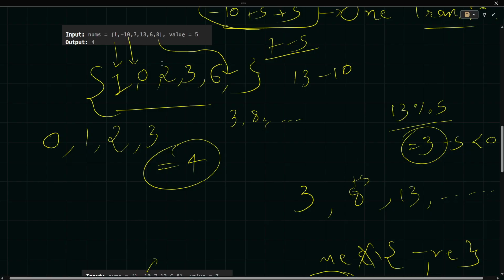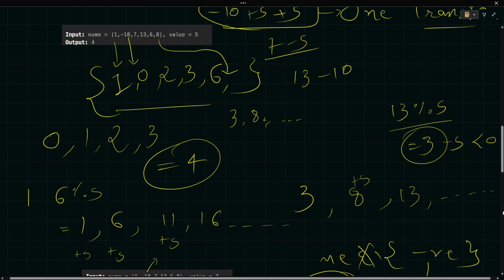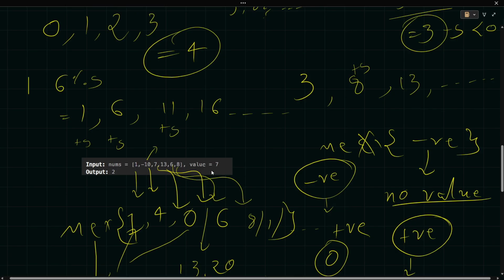Let's say this is 6. If I take the value 6, then 6 mod 5 would be what? It would be nothing but 1. So I can get 1, 1 plus 5, which is nothing but 6, 6 plus 5, which is 11, 11 plus 5, which is nothing but 16. Okay, so these I can get, but I just have to find the modulo of it.